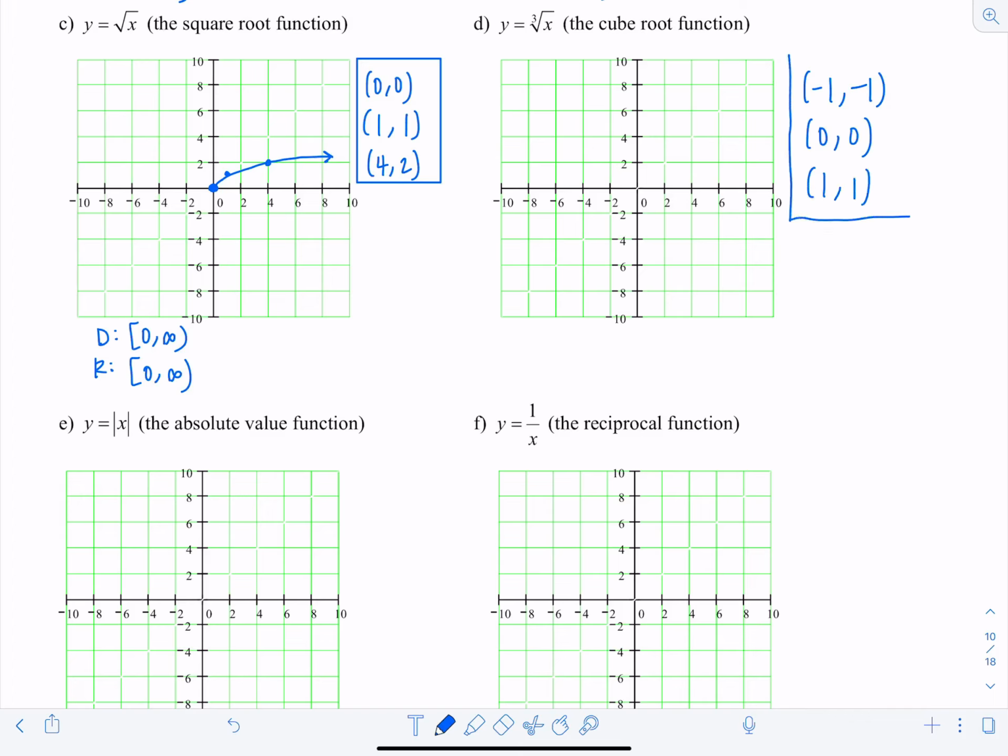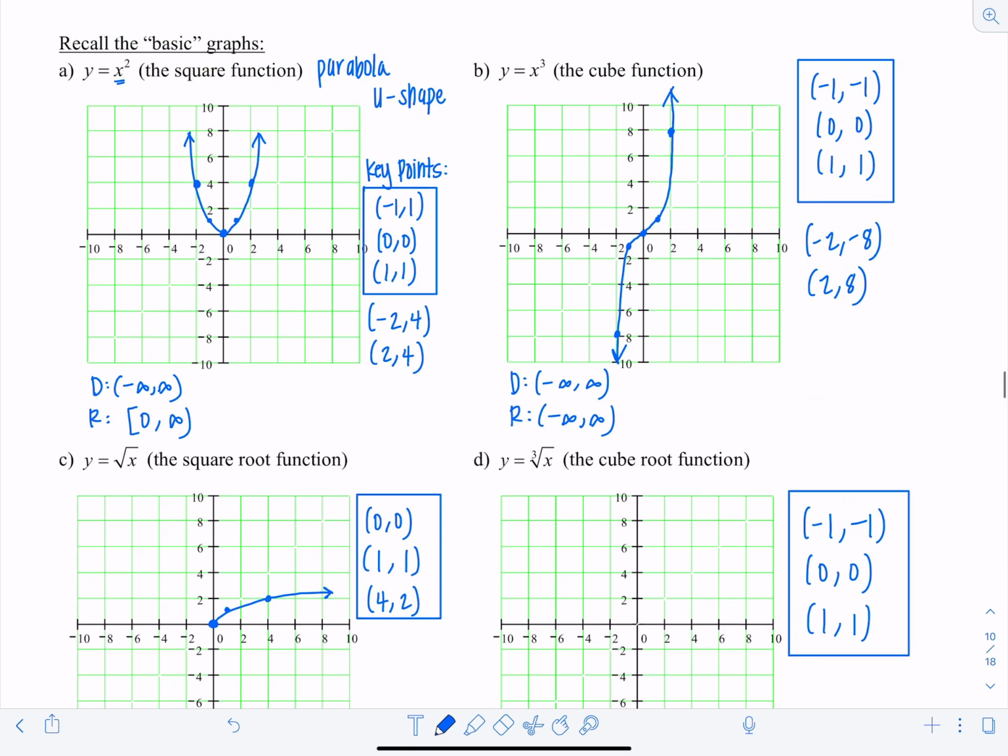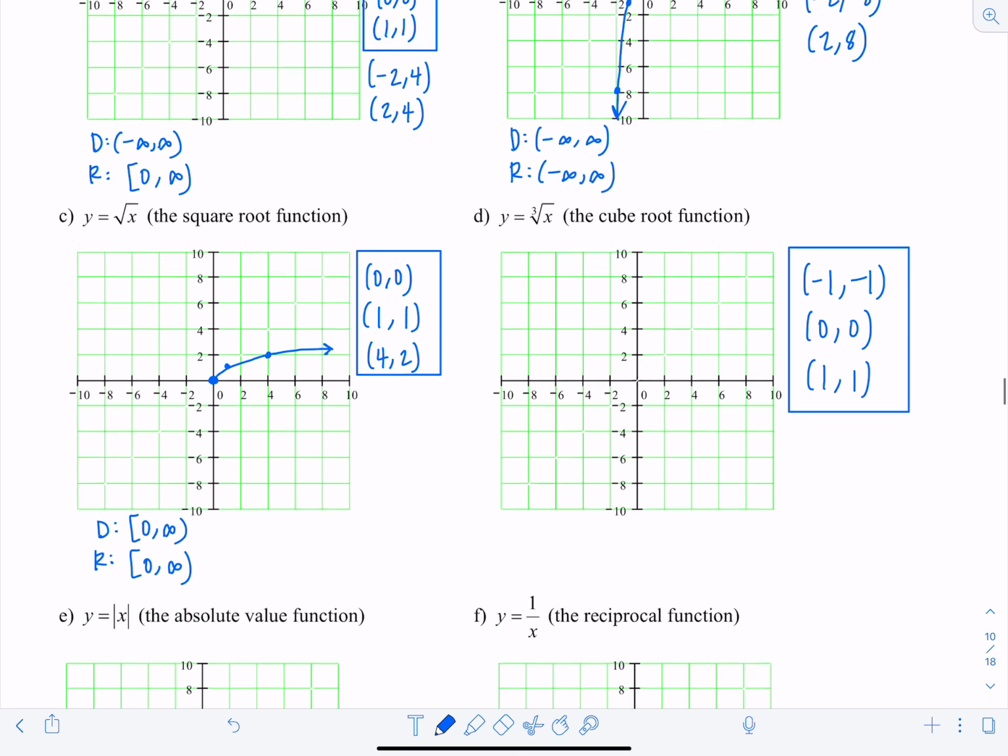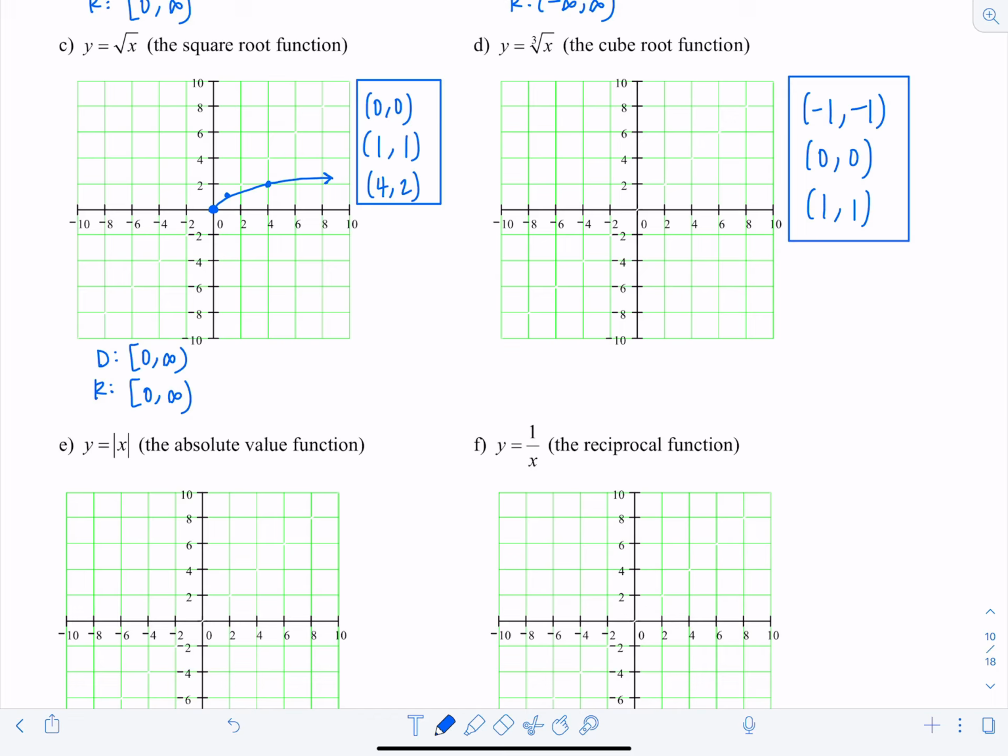So this is enough for your key points. However, if you only use these, you run into some danger because notice they're the exact same key points as on x cubed. Does that mean these graphs have the same shape? No, it does not. So let's plug in a few more points just in case you don't know what the shape is yet. If I plug in an 8 for x, the cube root of 8 is 2. And if I were to plug in -8, the cube root is -2.